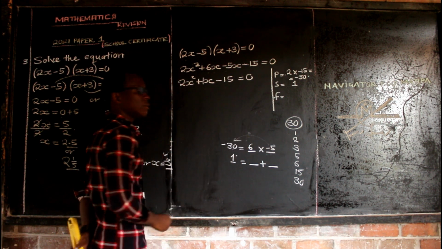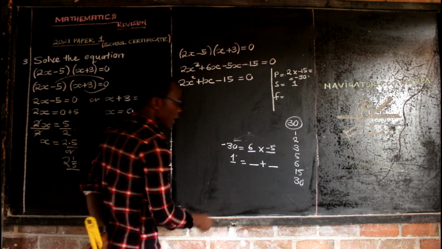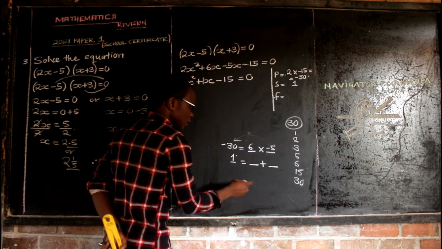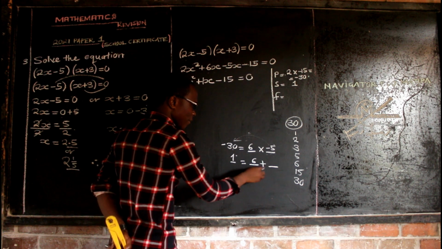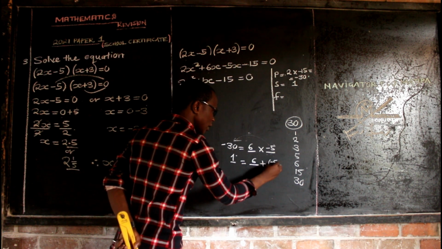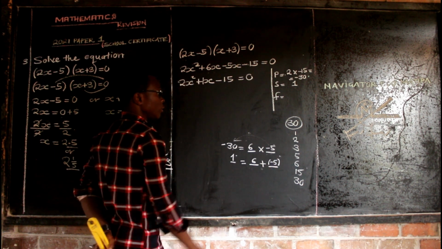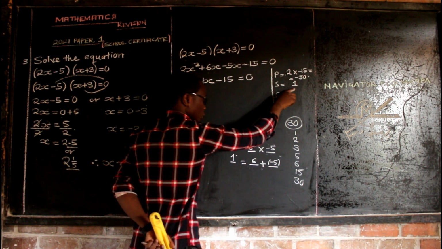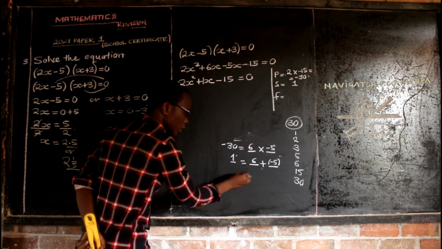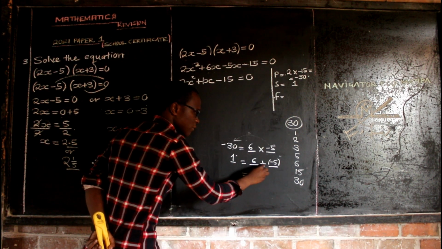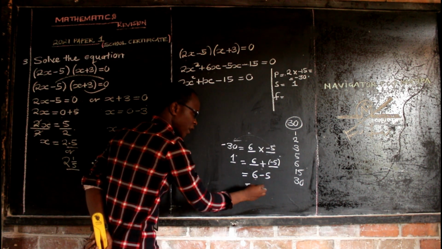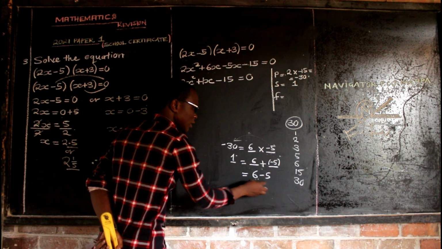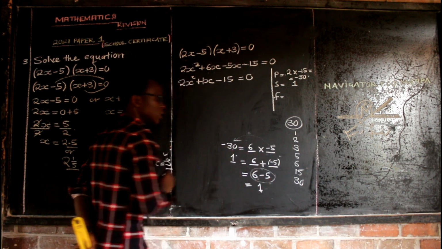You obtain negative 30. Then, if you add these two, you say 6 plus negative 5. What do you get? You're going to get the sum, which is 1. Okay. So you're going to say 6 positive times negative, so 6 minus 5, you obtain 1. So these are the 2 factors.